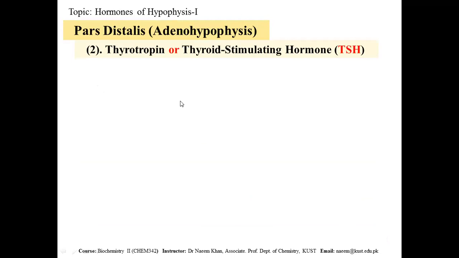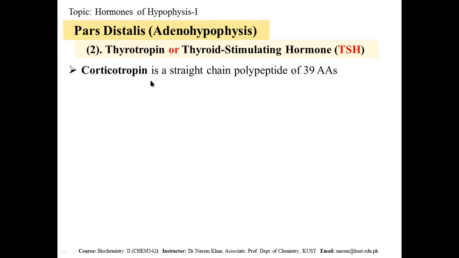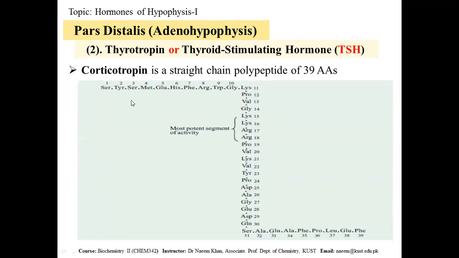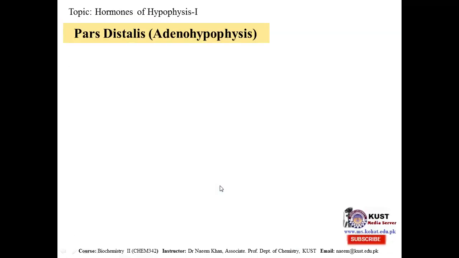The second type of adenohypophysis hormone is corticotropin. This corticotropin is a straight chain polypeptide of 39 amino acids. Here we can see, starting from serine up to phenylalanine, there are 39 amino acids, and this structure can be found in the biochemistry book.